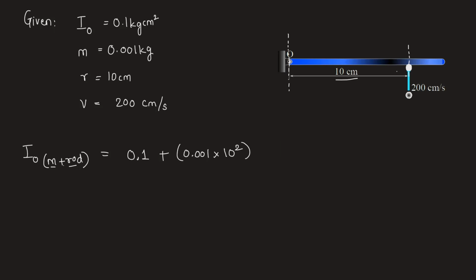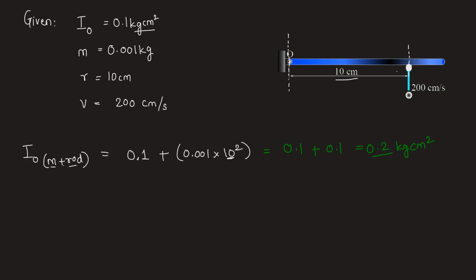We keep all the units the same because I is given in kg cm². So we can take the distance in centimeter here. This turns out to be 0.1 plus 0.001 into 100, which is 0.1. So this is 0.2 kg cm². Mass moment of inertia of the total system now will be 0.2 kg cm², which will rotate together.